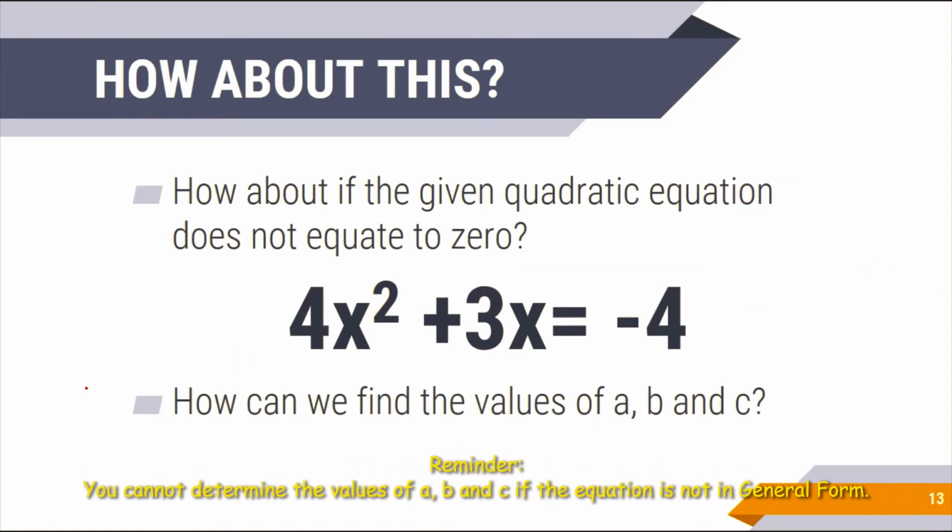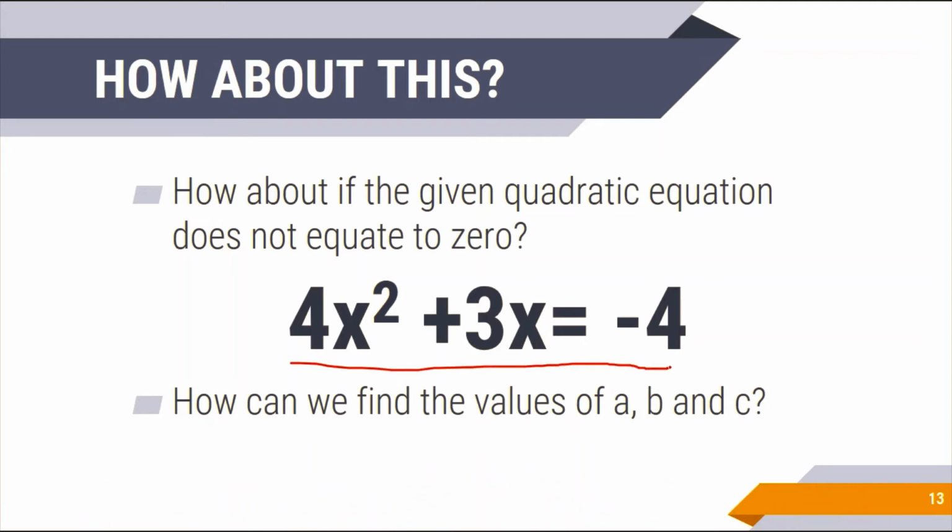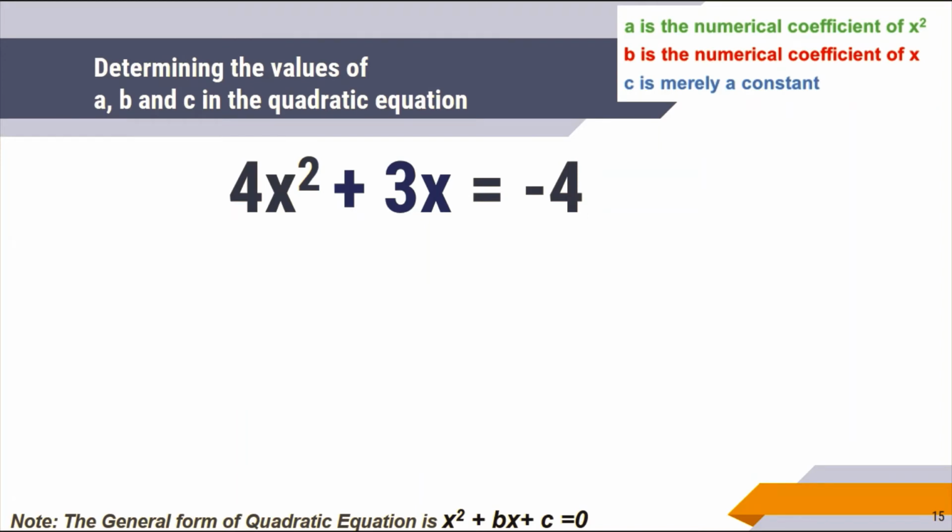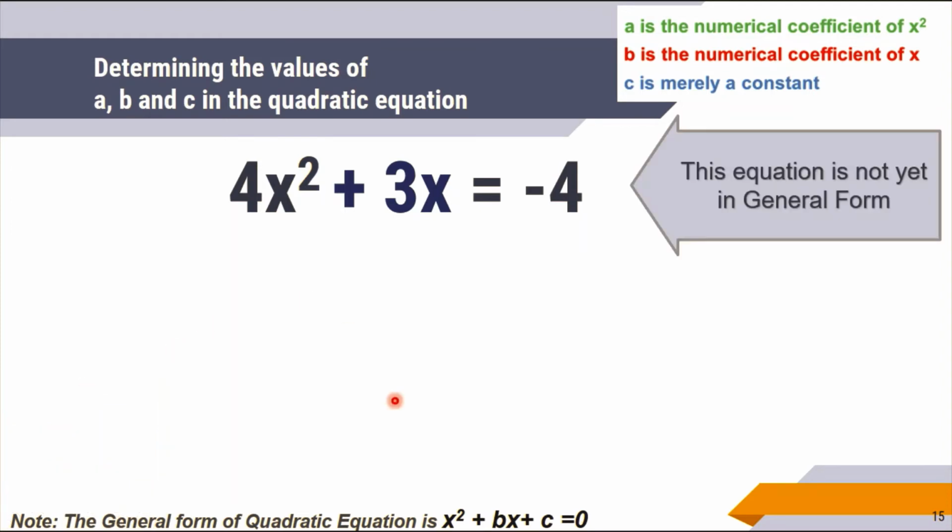How about this? How about if the given quadratic equation does not equate to 0? For example, if you have 4x squared plus 3x is equal to negative 4. How can we find the values of A, B, and C? Matatandaan natin na itong equation na to ay hindi naka-general form. So, let us now determine the values of A, B, and C in this equation. So, it is not yet in general form.